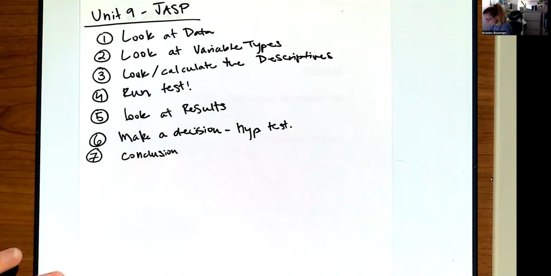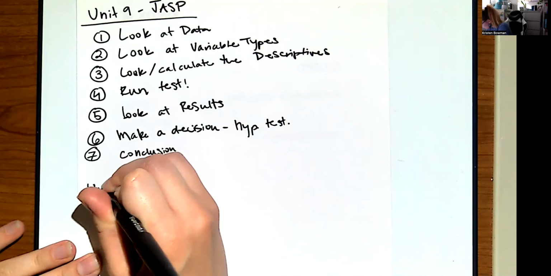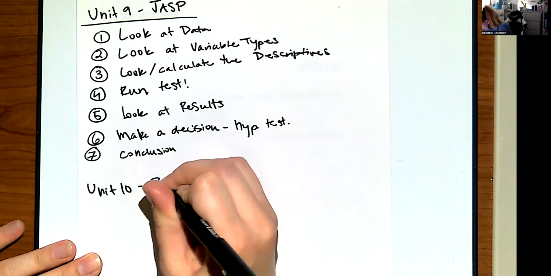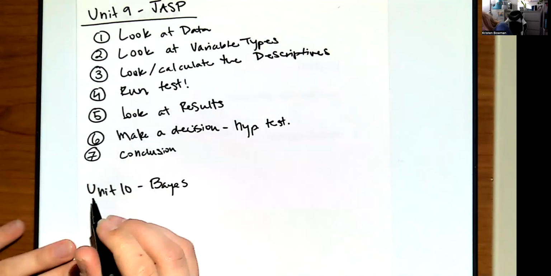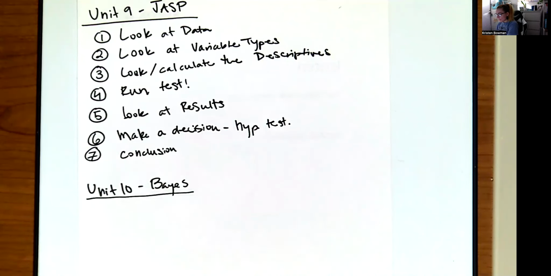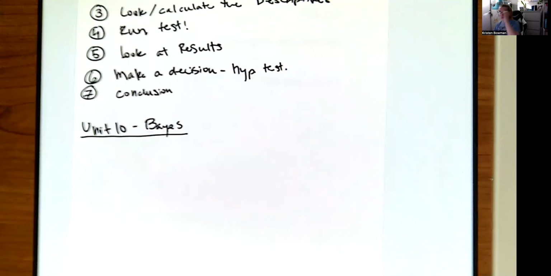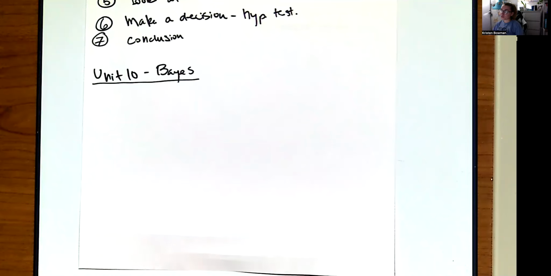Good job. All right, so now we're going to go into Unit 10, which is Bayes. Now we're going to get to switch over into Bayesian land. In Bayesian land, I'm just going to give you the notes of what we did and what was important. So this is the last part of the video, so please stay tuned.